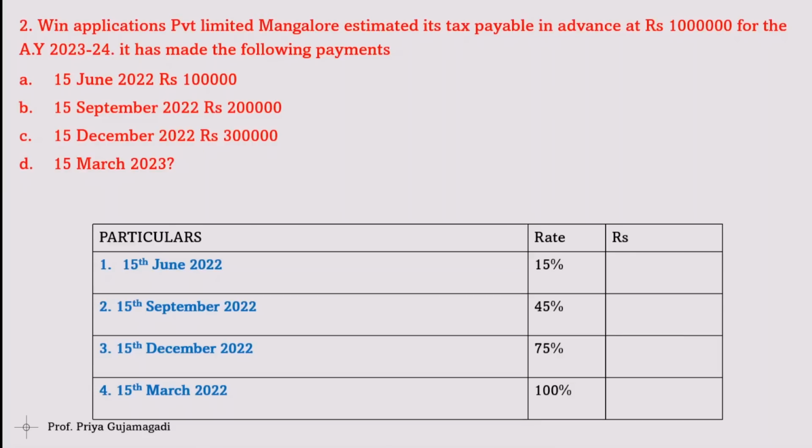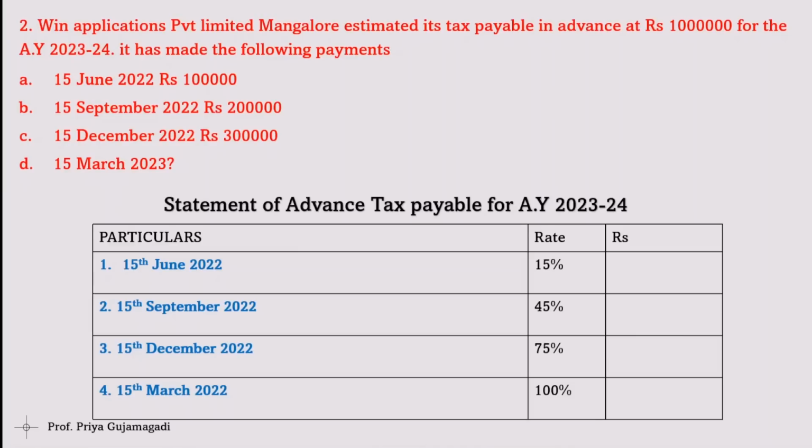So first we know that tax payable is 10 lakh rupees. So statement of advance tax payable for assessment year 23-24. 10 lakh rupees is tax payable into 15%. It will amount to 1,50,000. So 1,50,000 is the payable amount. Okay. But he has paid only 1 lakh rupees. So for the second installment, when we deduct the amount paid in the first installment, we should not take 1,50,000. We should take 1 lakh rupees, because the advance tax paid by the assessee in the first installment is only 1 lakh rupees, not 1,50,000.